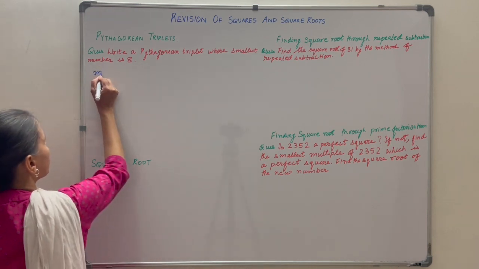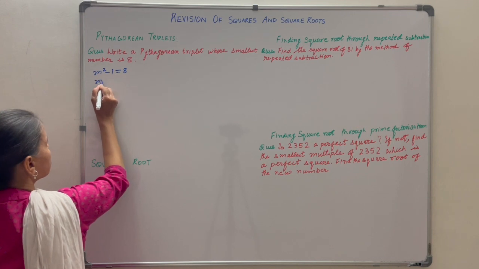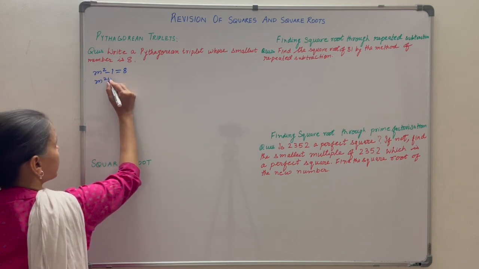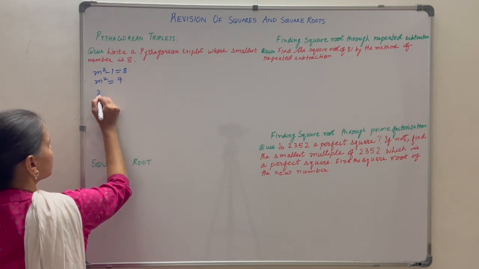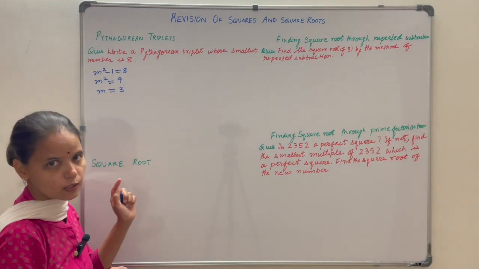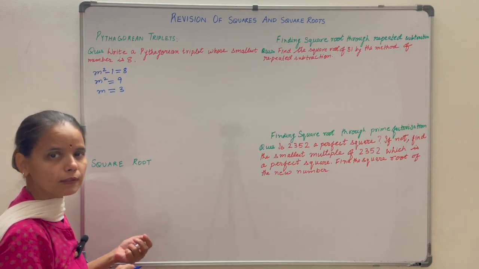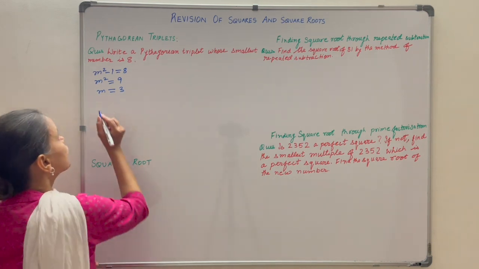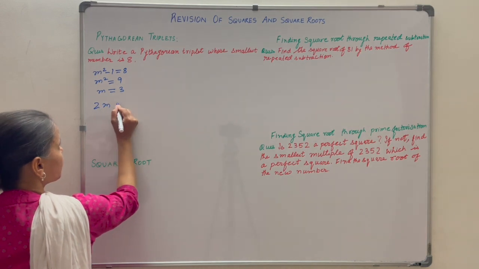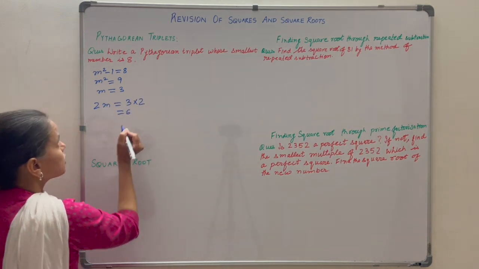So m square minus 1 is equal to 8. So m square is equal to 8 plus 1, 9. So m is equal to 3. So you got the value of m as 3. Now let us calculate the another member of the Pythagorean triplet, that is 2m. So 2m is equal to 3 into 2, that is 6.